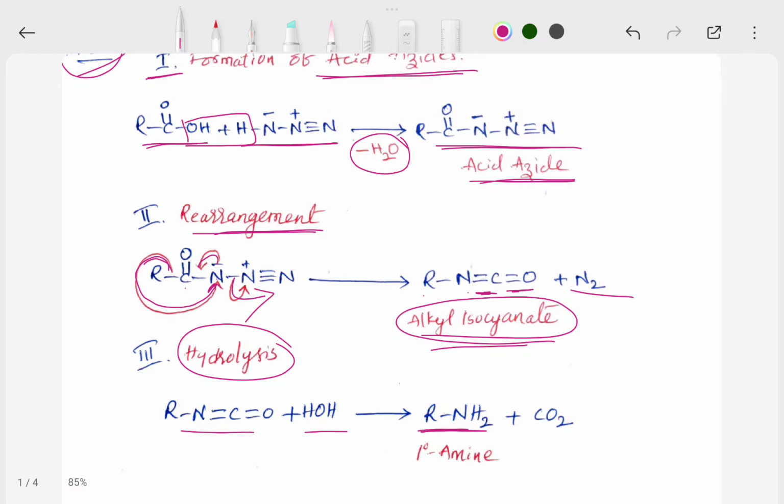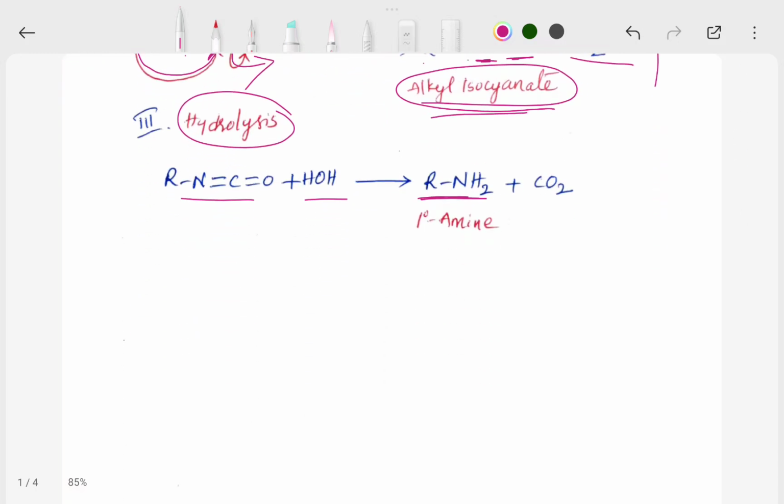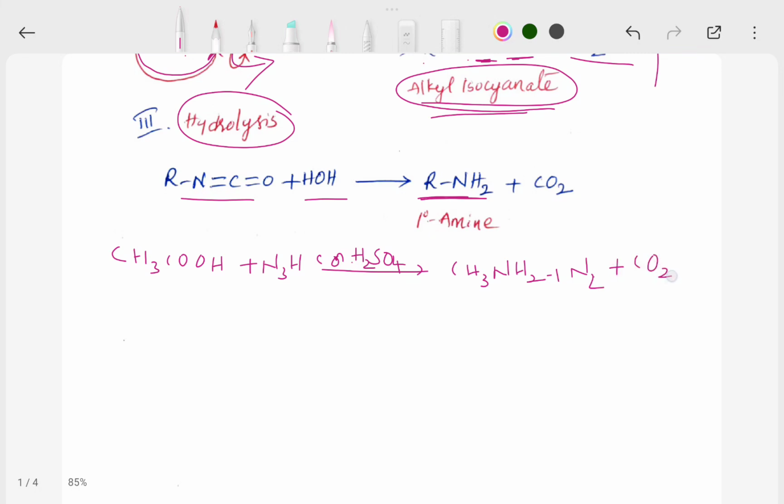This reaction is called the Schmidt reaction. For example, acetic acid, CH3COOH, plus hydrazoic acid, N3H, in the presence of concentrated H2SO4. The reaction products are CH3NH2, methylamine, plus N2 plus CO2 gas.